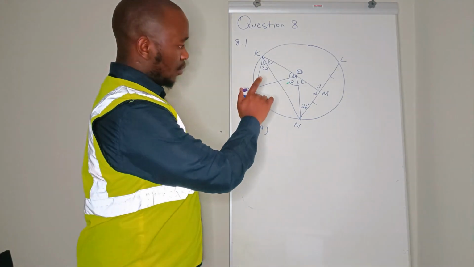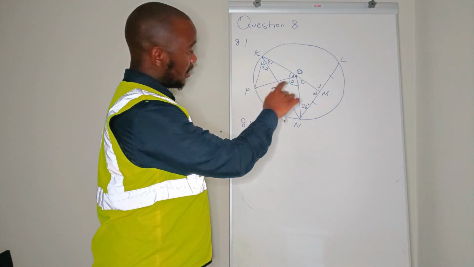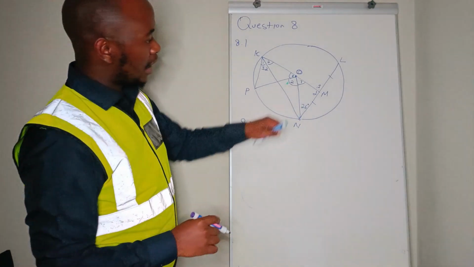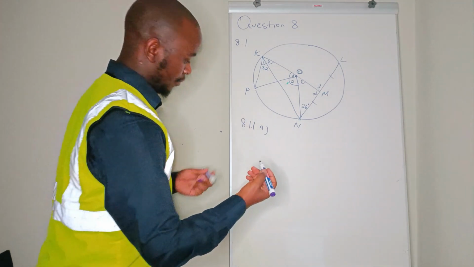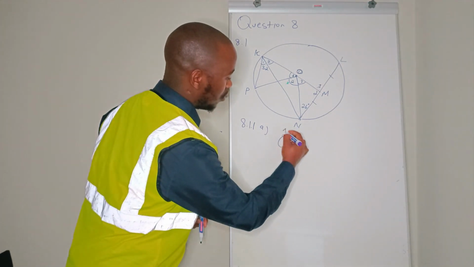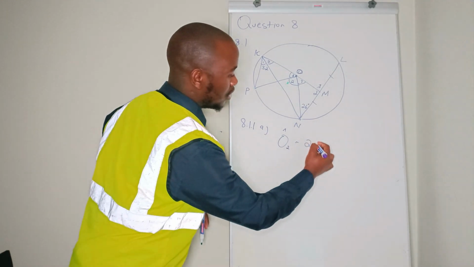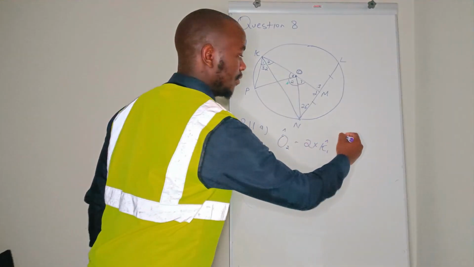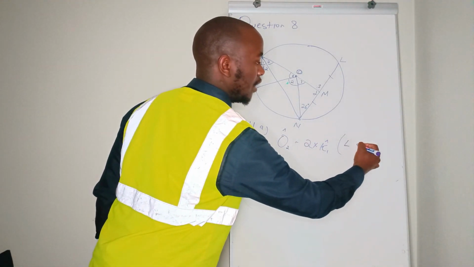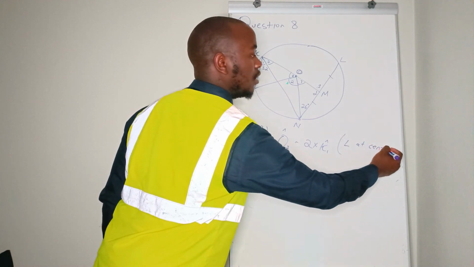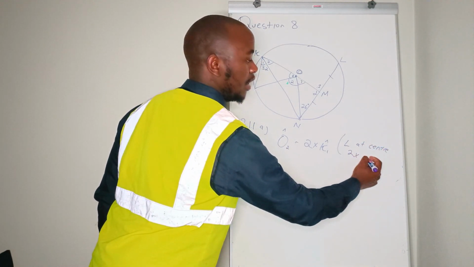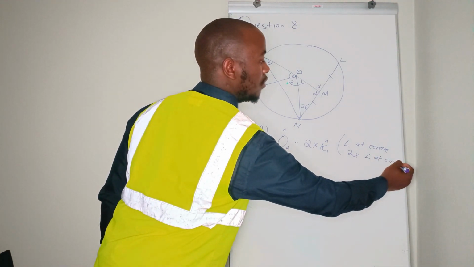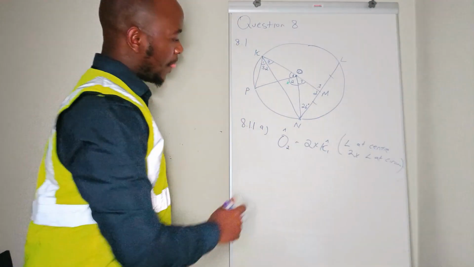So this is an angle at the circumference, this is at the center, and the angle at the center is twice the angle at the circumference. So we can figure out O2 using K1. So O2 is equal to 2 times K1. The reason: angle at center is twice angle at circumference. You're going to write that in full.